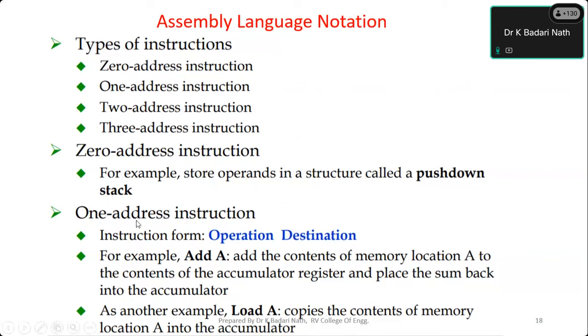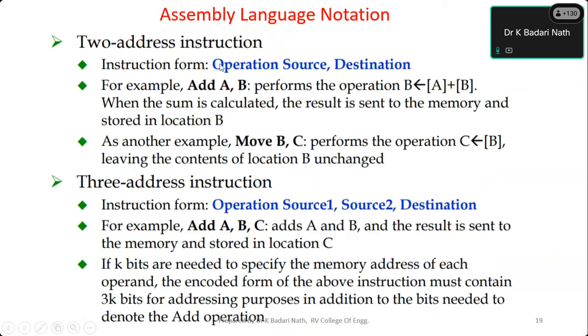Now let's go to the one address instruction. What is the format? Operation, destination. If you look at the instruction ADD A, only one operand is specified in the instruction. Now let's go to the two address instruction. The format is operation, source and destination. That means ADD A, B: two operands are specified here. Three address instruction: operation, source one, source two, destination, as in ADD A, B, C.